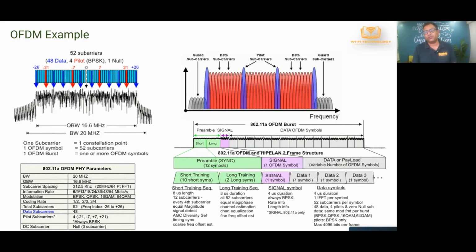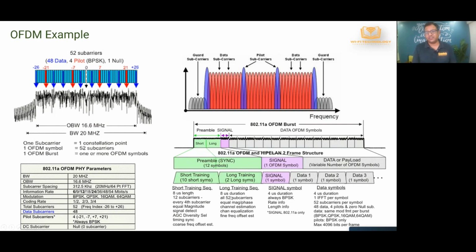So these 48 data subcarriers would now send information, which is modulated using various methods. For example, these data subcarriers could be using BPSK, QPSK, 16-QAM or 64-QAM. The higher the modulation rate they use, the more throughput they'll get, but the less the reliability.